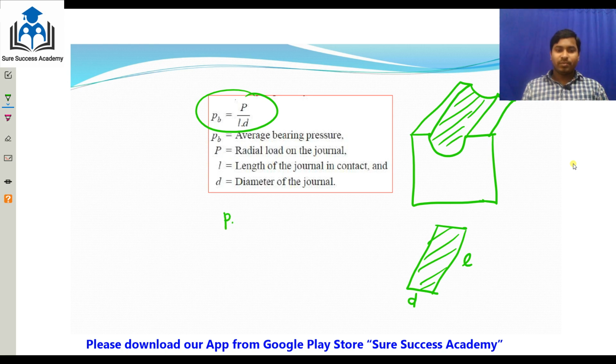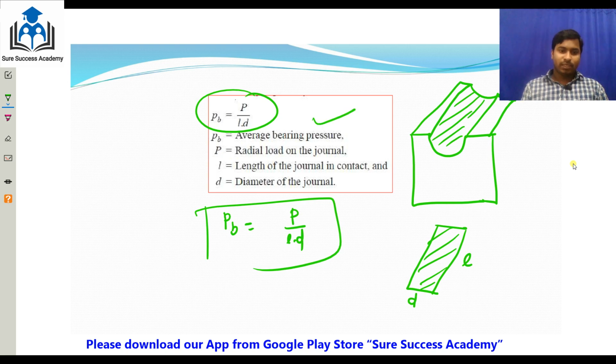So the bearing stress is equal to P by l into d. We call this the average bearing pressure. P is the radial load on the journal, l is the length of the journal in contact, and d is the diameter of the journal. In this way, we can calculate the bearing resistance.